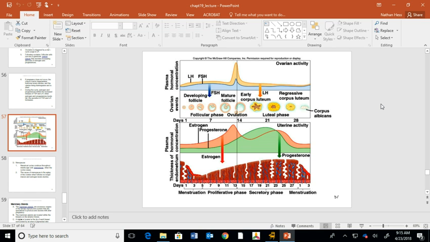And what this is doing, my friends, is giving you an overview of the menstrual cycle from both the hormonal perspective, from the follicular perspective, and from the uterine perspective, all in one amazing graph, chart, picture. So let's take a look first at the top, which is the hormones.